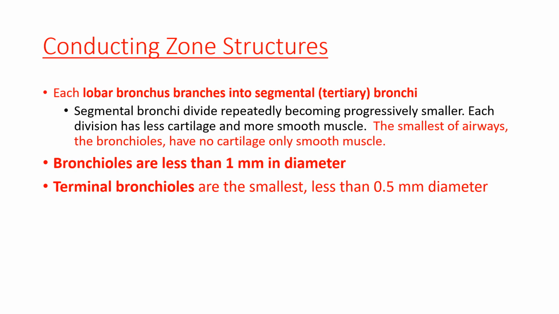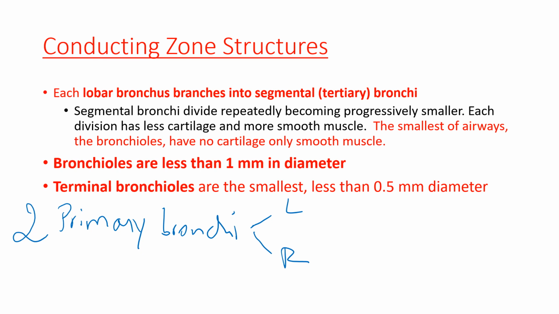Okay, so the conducting structures. Again, we have the respiratory tree, which starts with the primary bronchi, and there's two of those. One left, one right, each going to one lung. From the primary bronchi, there will be three divisions on the right side, two divisions on the left side of secondary bronchi.